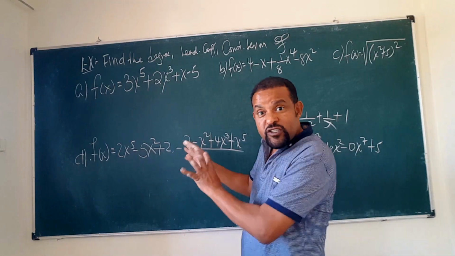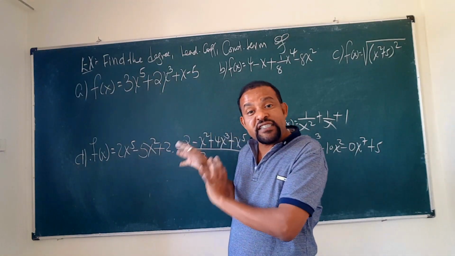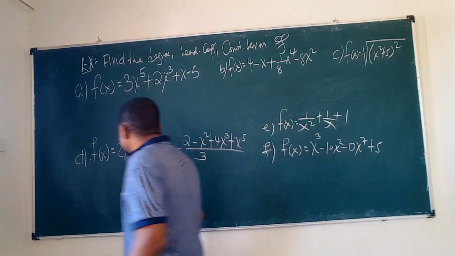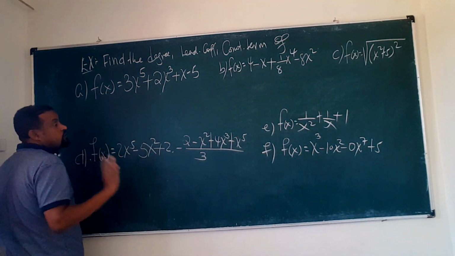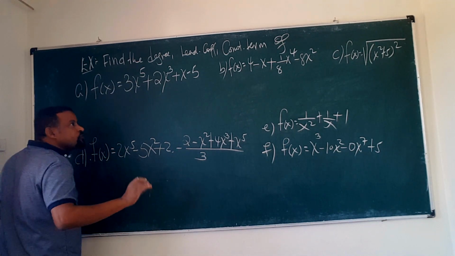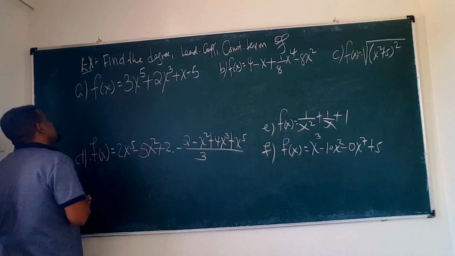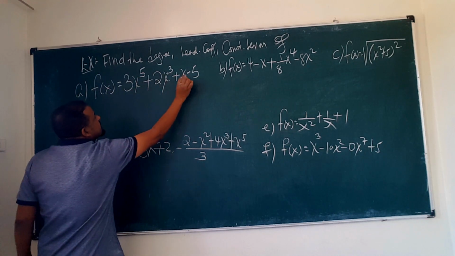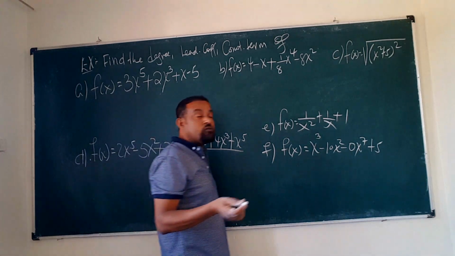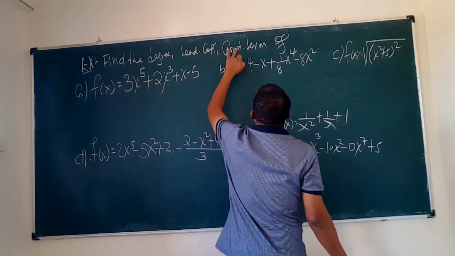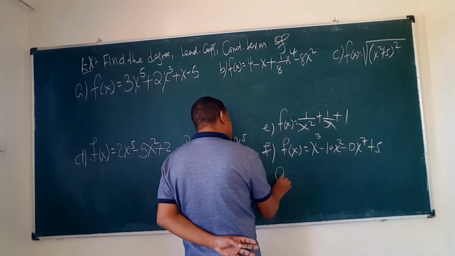So be take care of this, let's do these examples. Remember that these examples are the exercises from your text, so first try them yourselves and then cross-check with this. Good. f of x equals x to the power of 5 plus 2x cubed plus x. Find the degree, the leading coefficient, and the constant term of the polynomial.